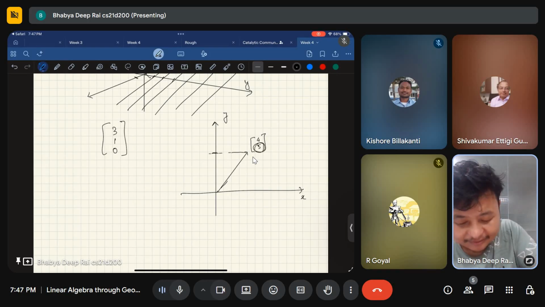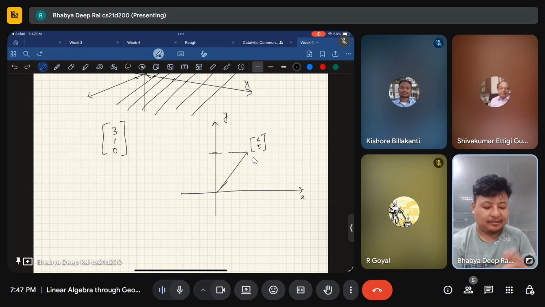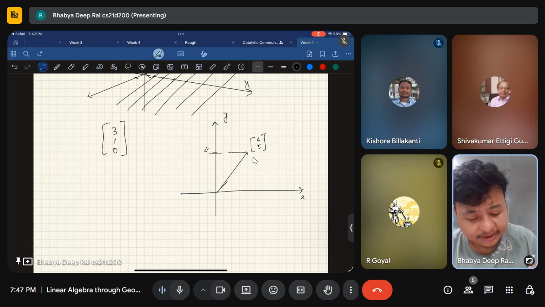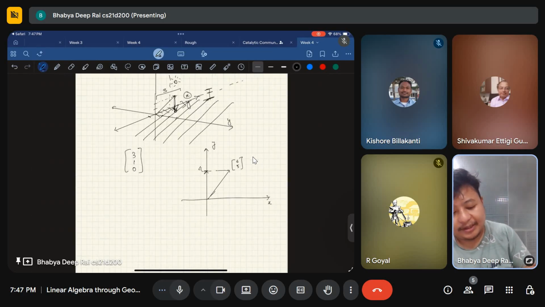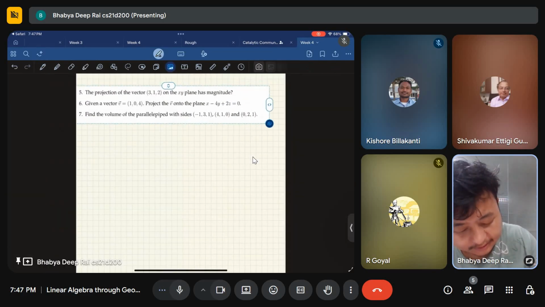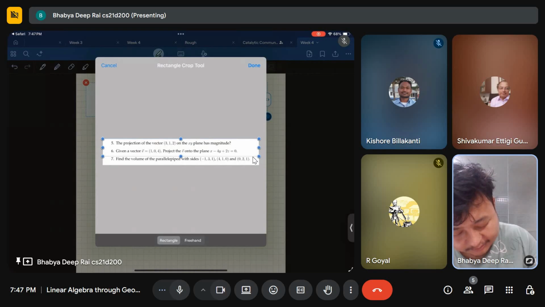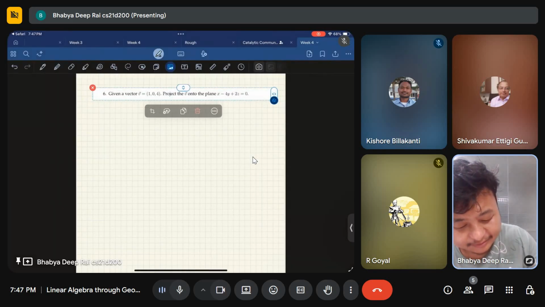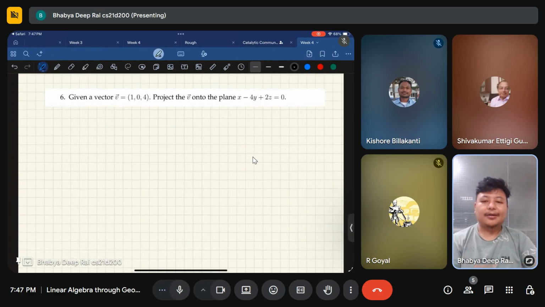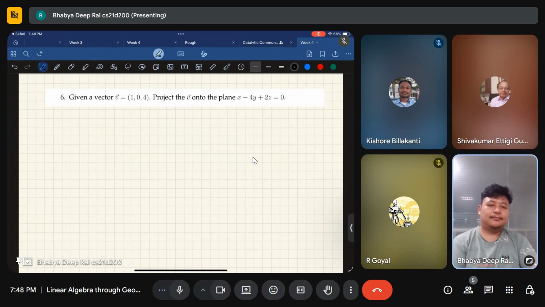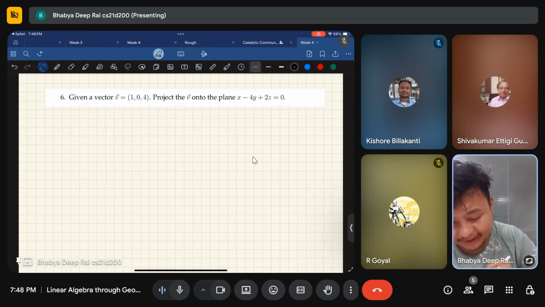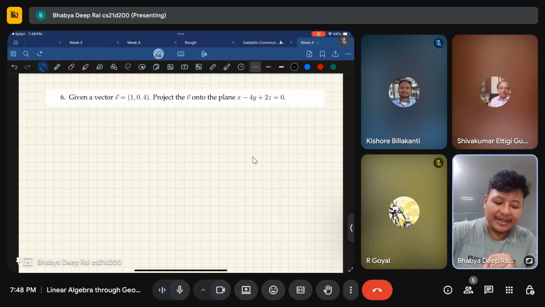Okay, but now we can do something more interesting. Here's the question. So this was done in the lectures. I mean, not the question, but the concept. So that is projecting a vector on a plane. Not any kind of plane, a plane which passes through the origin. So the question says, given a vector v = (1, 0, 4), project v onto the plane x minus 4y plus 2z equals 0.